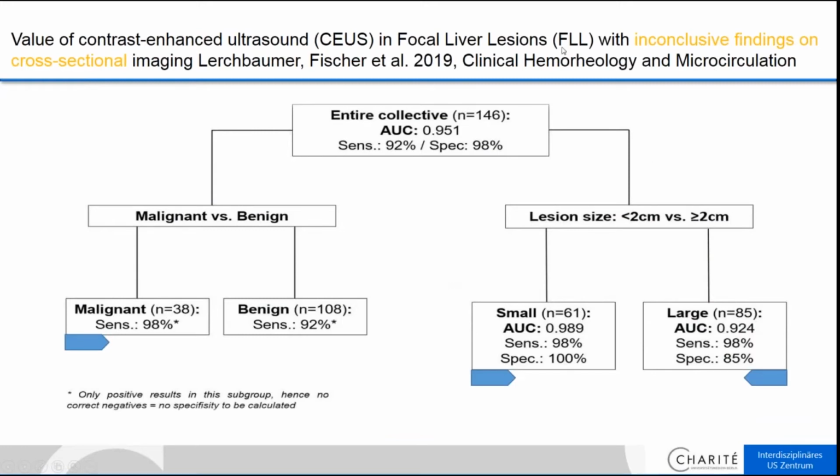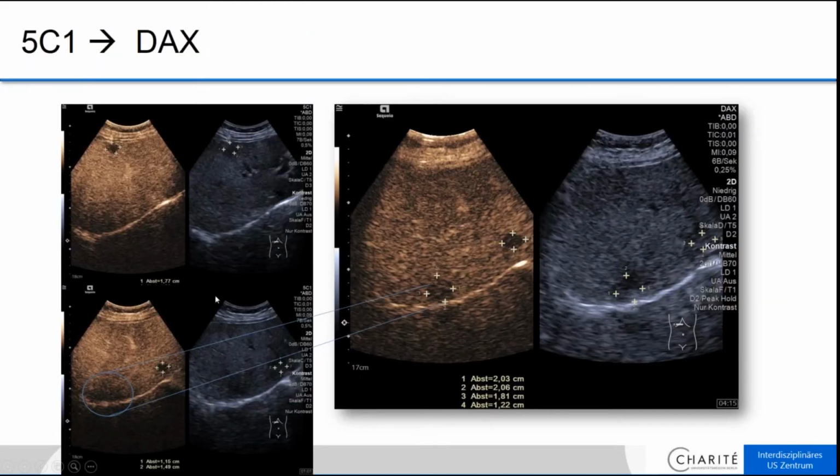How good we are. And if you do this in inconclusive findings on cross-sectional imaging, we can say, yes, we have a very high sensitivity and specificity, especially if we use this for very small lesions. But sometimes this is not helpful, especially if you have patients with fatty focal liver disease, where you can see there is a problem to visualize the dorsal segments of the liver.